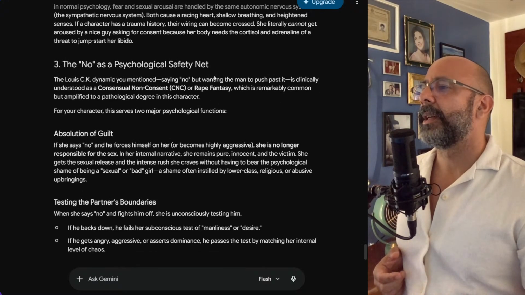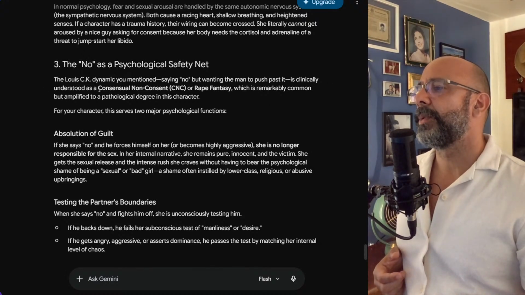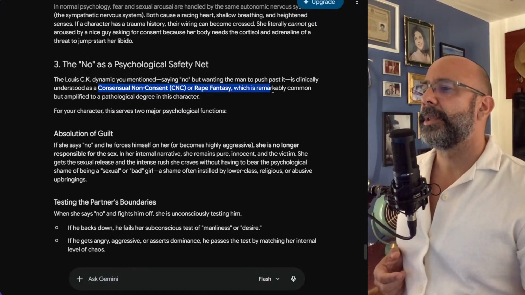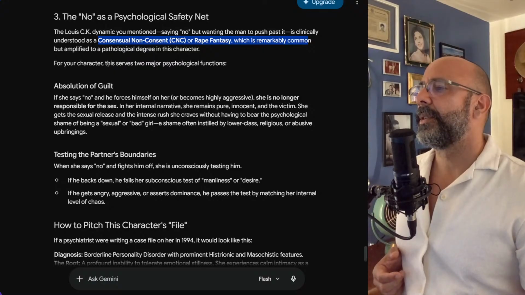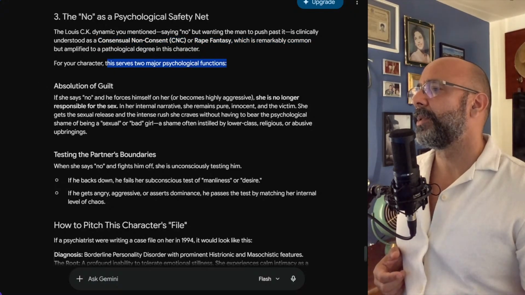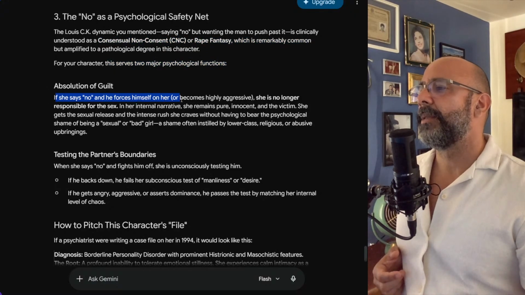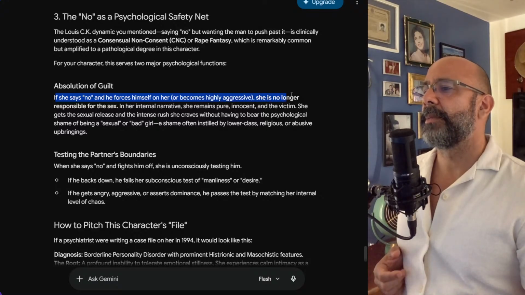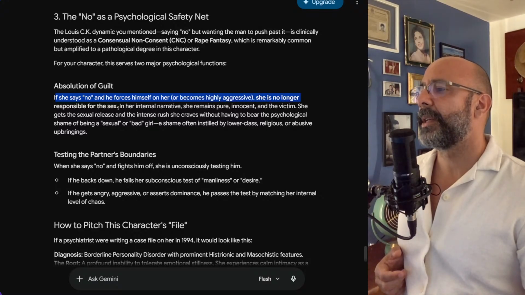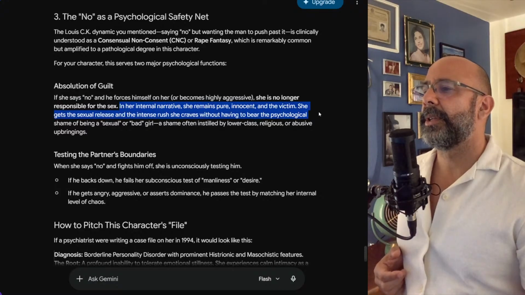"The no as a psychological safety net. The Louis C.K. dynamic you mentioned, saying no but wanting the man to push past it, is clinically understood as consensual non-consent, or rape fantasy, which is remarkably common but amplified to a pathological degree in this character. For your character, this serves two major psychological functions. Absolution of guilt. If she says no and he forces himself on her or becomes highly aggressive, she is no longer responsible for the sex. In her internal narrative, she remains pure, innocent, and the victim."